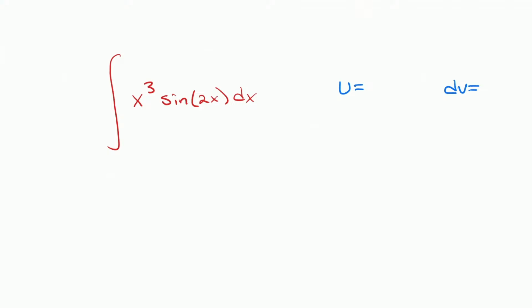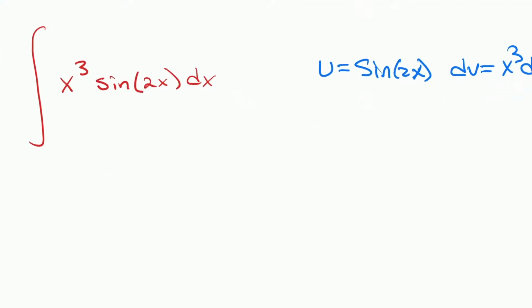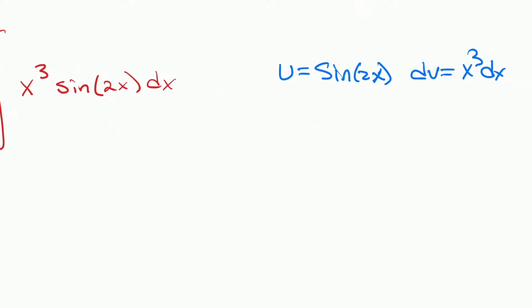I don't care what you choose for your u. Zach, do you have something you'd like for u to be? All right, let's do sine of 2x, which means that dv is x cubed dx. Basically you pick something to be u, and then all the rest of the stuff gets into the dv column. Okay, we can do this. Kelsey, what's the derivative of sine of 2x? It would be 2 cosine of 2x. Very nice. 2 cosine of 2x times dx.